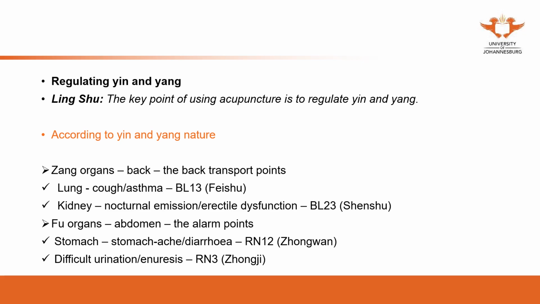Sometimes you will see, previously we said for the Zangfu organs, for deficiency we can use back-shu points, the back transporting points. For excess syndrome, we can use front-mu points, the alarm points. But now here, why did we say Zang organs and Fu organs? What's the difference between deficiency of Zangfu organs and excess of Zangfu organs? Why do we use Zang organs directly or Fu organs directly?